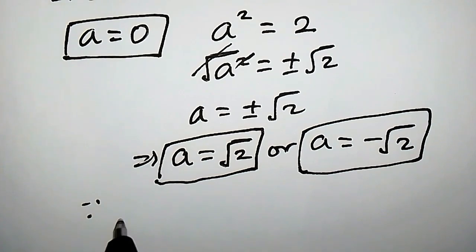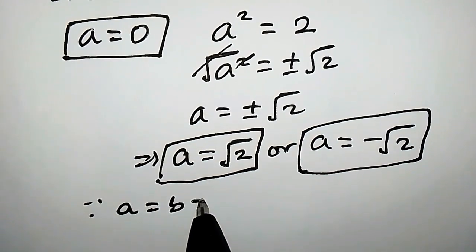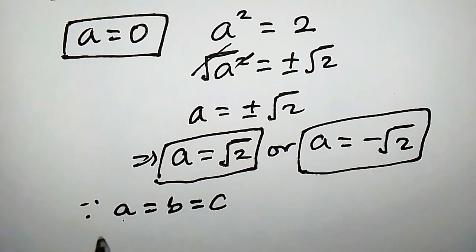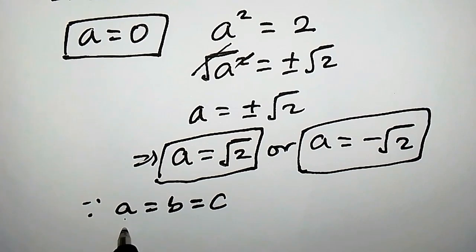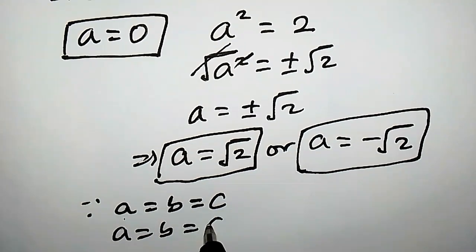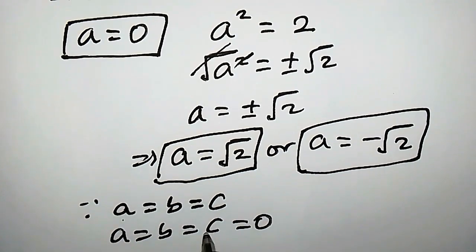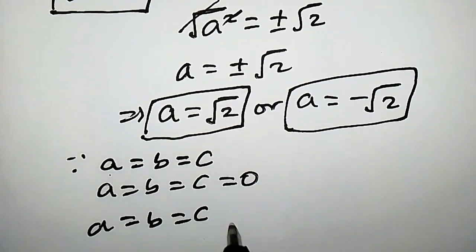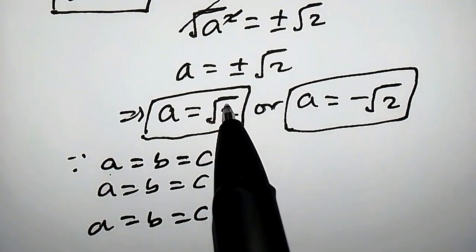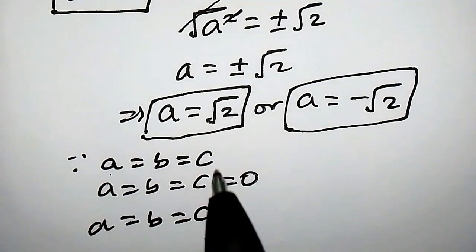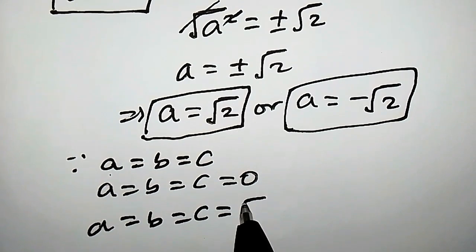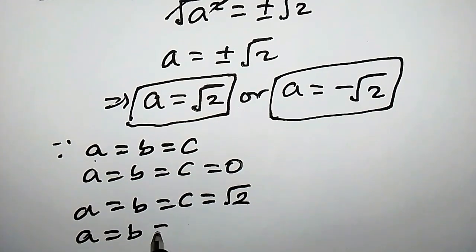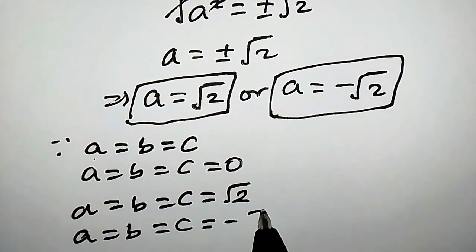So, since A is equal to B equal to C, that is when A, B, and C are the same. For the first solution, A is equal to 0. So that will be A equal to B equal to C equal to 0. This is one solution. The second solution will be A equal to B equal to C equal to, when A is equal to root 2, the value of B also must be root 2 and the value of C root 2. So we have root 2. Also, for the third solution, that will be A equal to B equal to C equal to negative root 2.